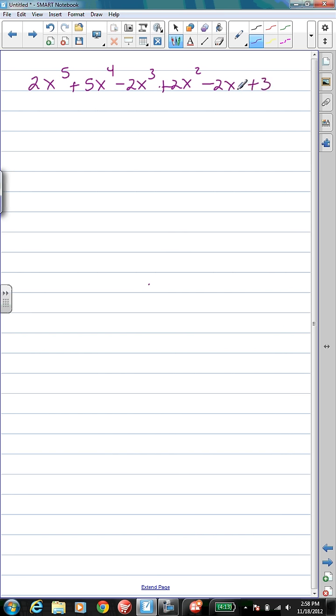I want to show that x plus 3 is a factor. If it's going to be a factor, then that means the remainder will be 0. So that's what I'm looking for. That means the remainder must be 0.